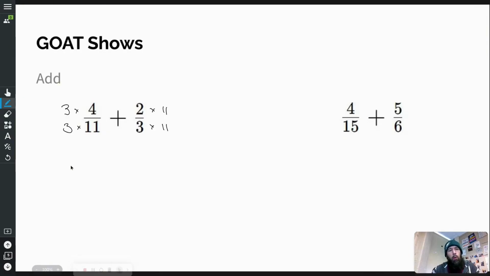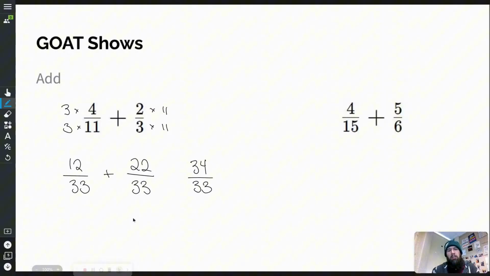So 3 times 4 is 12. 3 times 11 is 33, plus 2 times 11 is 22, the Taylor Swift special. And 3 times 11 is 33. 12 plus 22 is 34. Keep the denominator. Now, that number, 34 over 33, is bigger than 1. So I'm going to turn that into a mixed number.